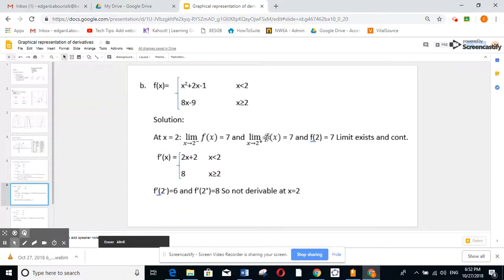Let us continue. Here I want to check at 2. First of all, let me do f prime of x. So it's 2x plus 2 if x less than 2, and 8 if x bigger or equal to 2. So first of all, you're going to start by checking the limit and continuity.